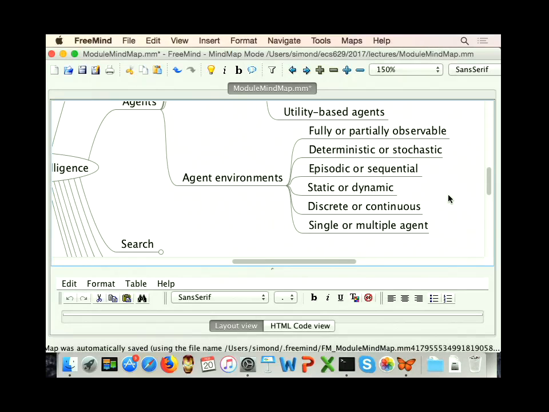Deterministic versus stochastic. What's this referring to? Random versus repeatable. Yeah, random or repeatable, but what exactly is random or repeatable? Events in your environment. The events, yeah. So the effects of what you do. The effects of what you do is important here.